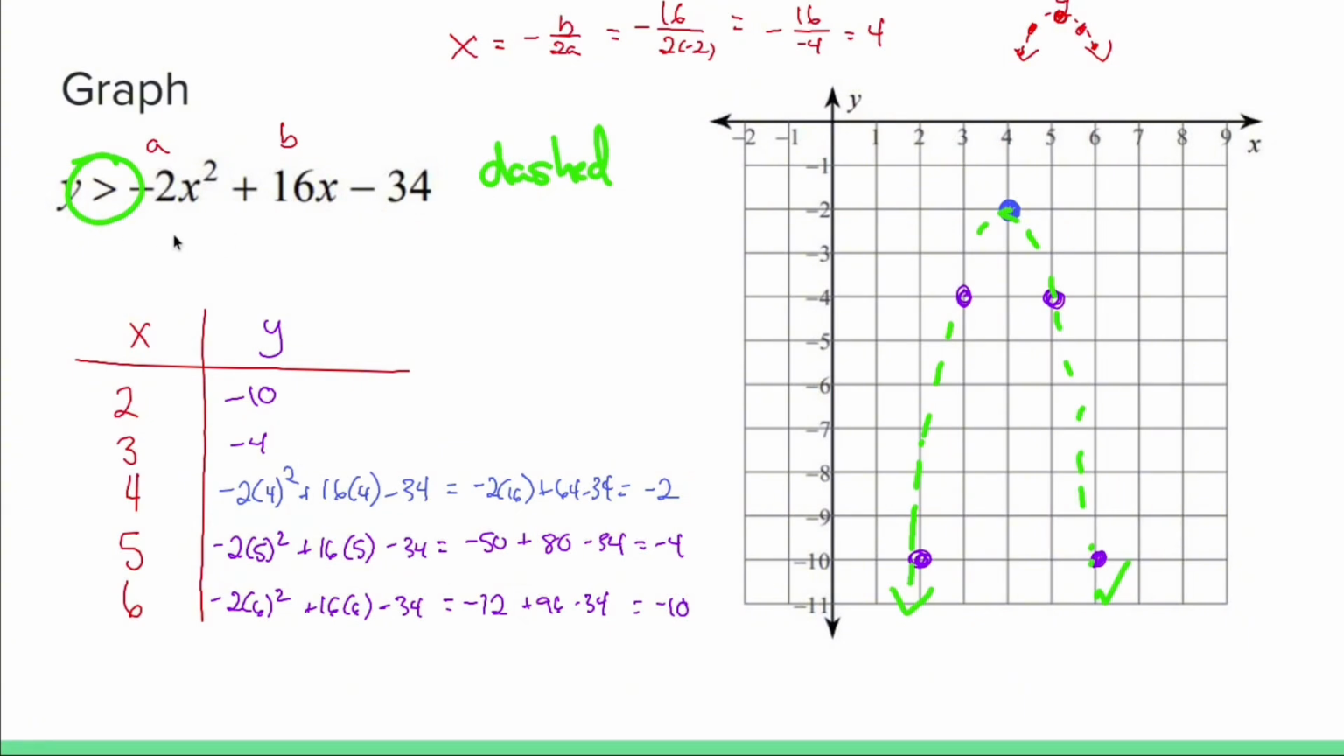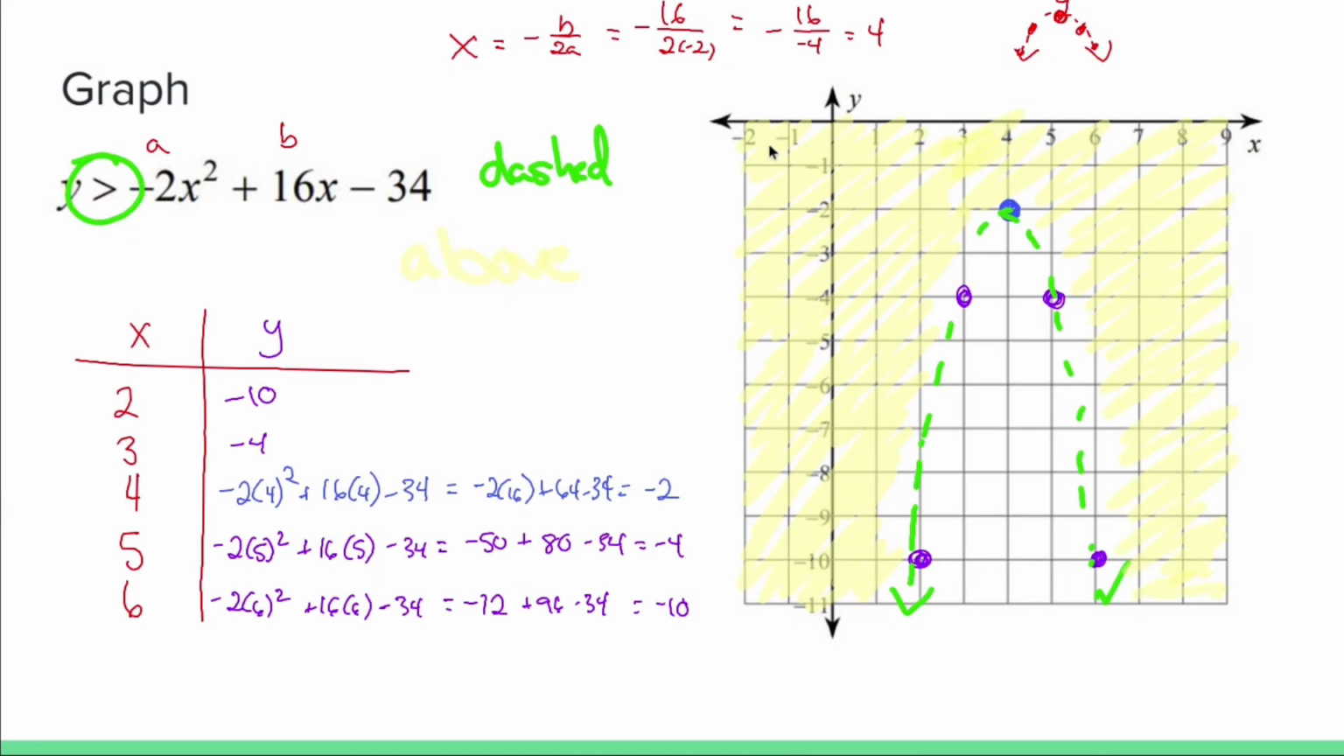And since this is greater than, that means you're going to shade above the line. So all of this is me shading above the curve, above the line. Now, this is an inequality. So what an inequality represents is any point in this shaded region is a solution to this inequality.